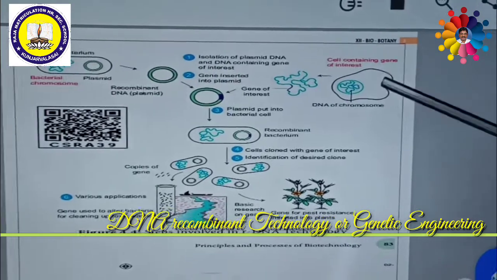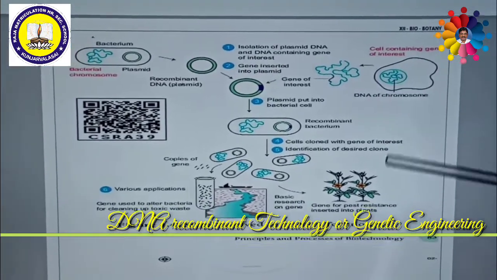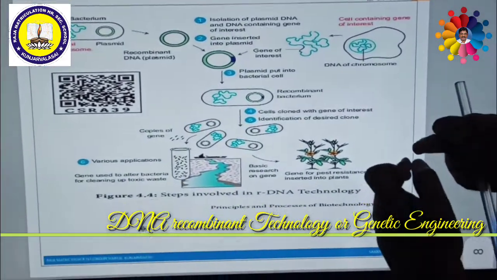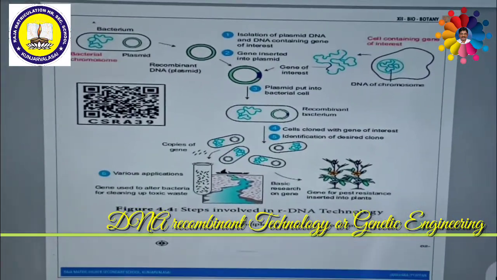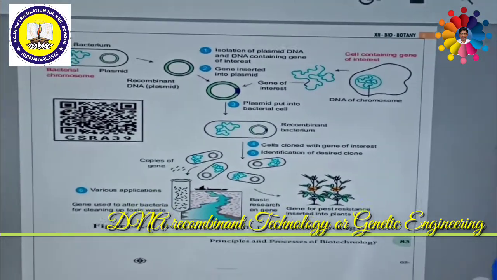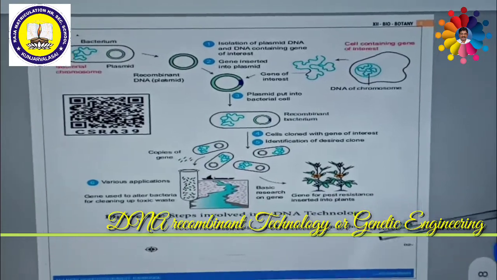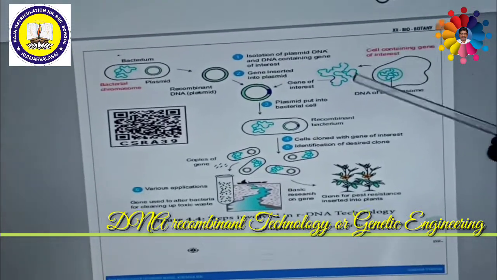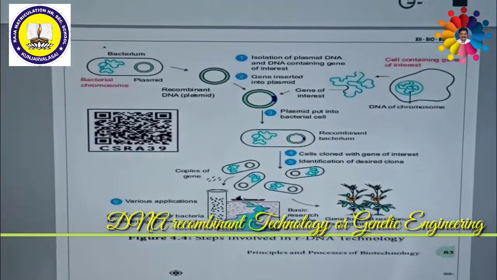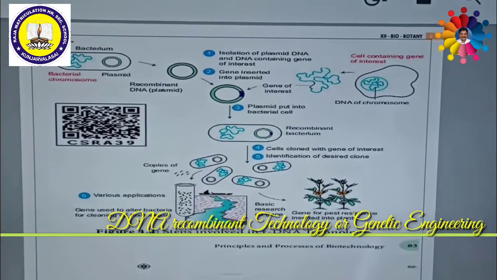Another enzyme is DNA ligase. DNA ligase is able to join the DNA. It is a gum-like or glue-like material. So these two enzymes are required for the process of DNA technology or genetic engineering or gene manipulation.